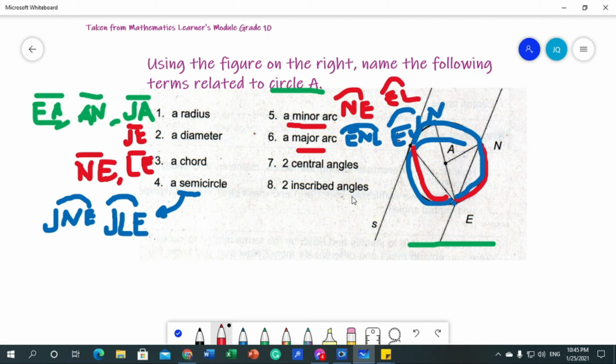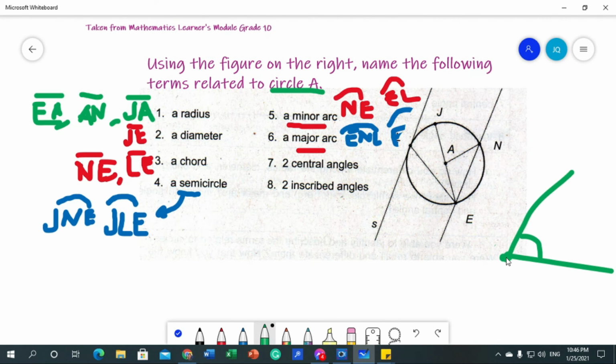Okay, now let's go to central angles. What do we mean by central angles? These are angles formed where the vertex is at the center. When we say vertex, if this is an angle, the vertex is this one, where the 2 segments meet. That point is called the vertex. Again, for central angles, the vertex is at the center. So all you need to do is look at the center point and trace an angle using the line segments which meet at the center.